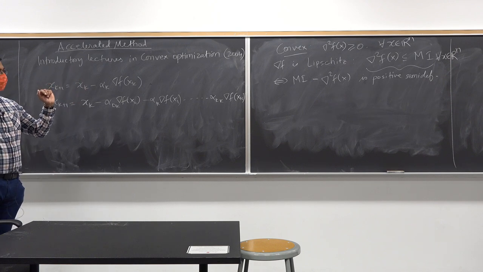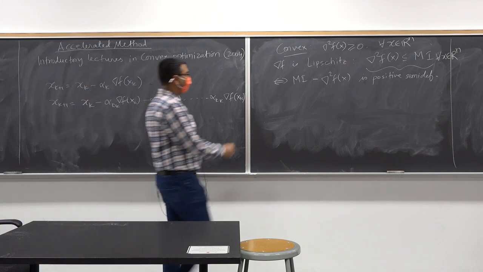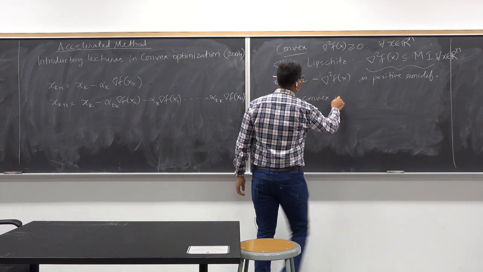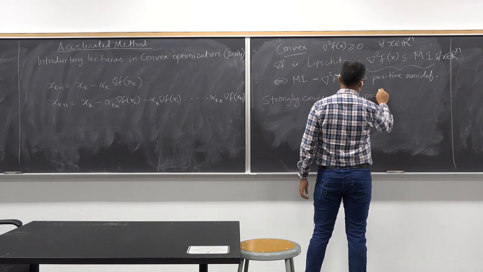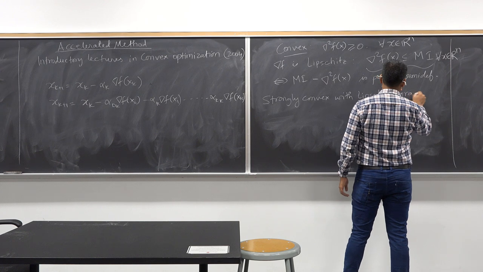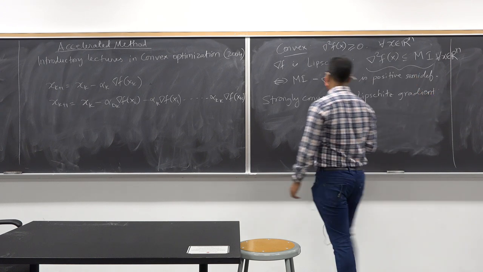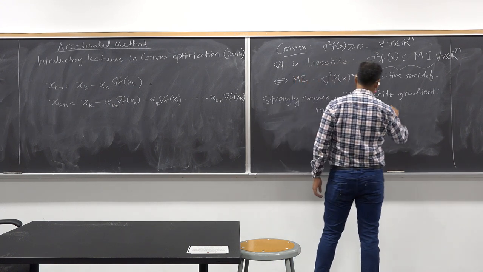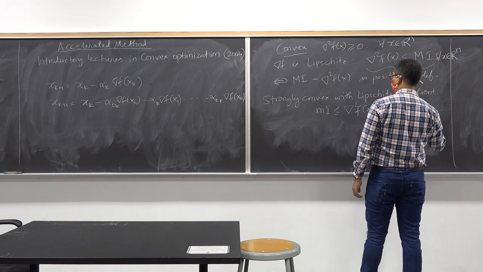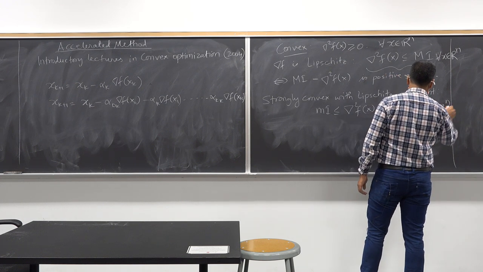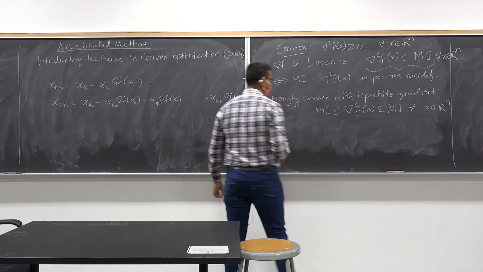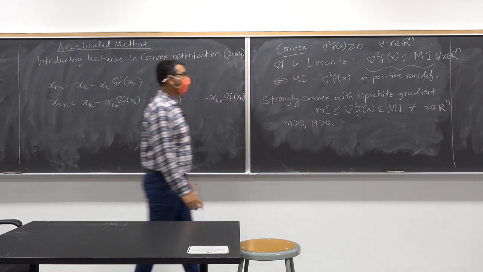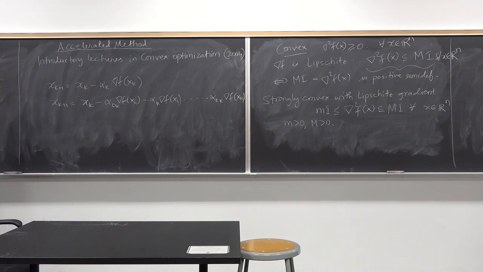So that's the definition of a convex function with Lipschitz gradient. Let's talk about a strongly convex function with Lipschitz gradient. This is the case when small m I is less than or equal to the second derivative of f(x), which is less than or equal to capital M I, for all x in R^n. Small m is greater than 0, and of course capital M is also greater than 0. So that's a strongly convex function with Lipschitz gradient.